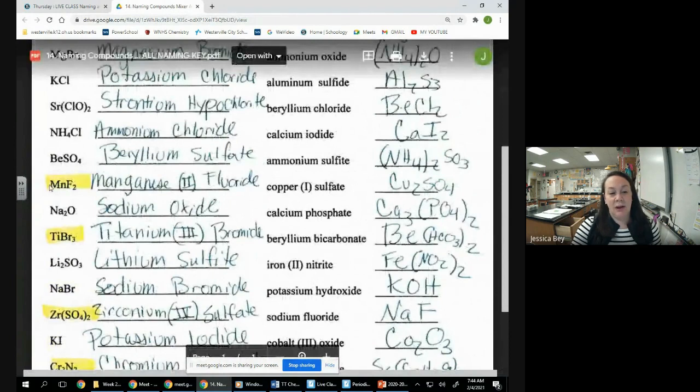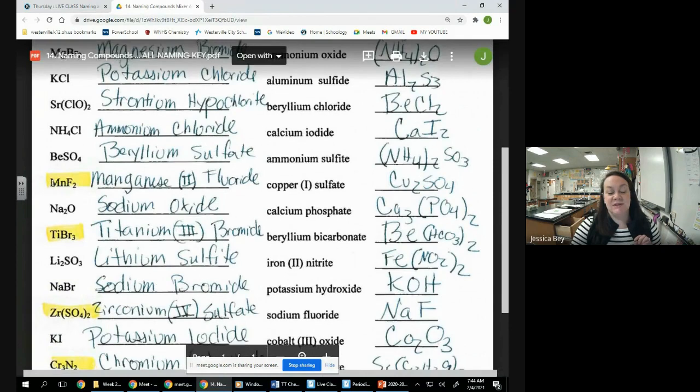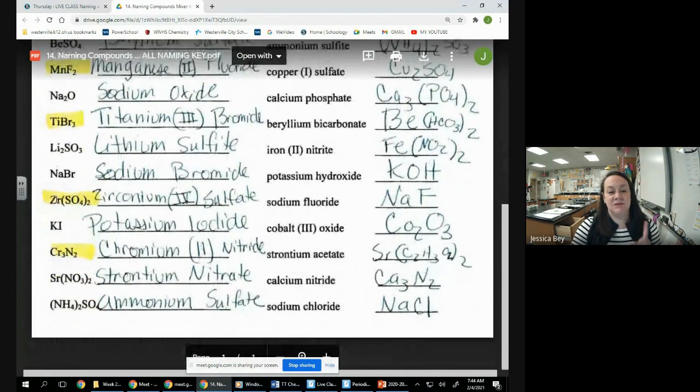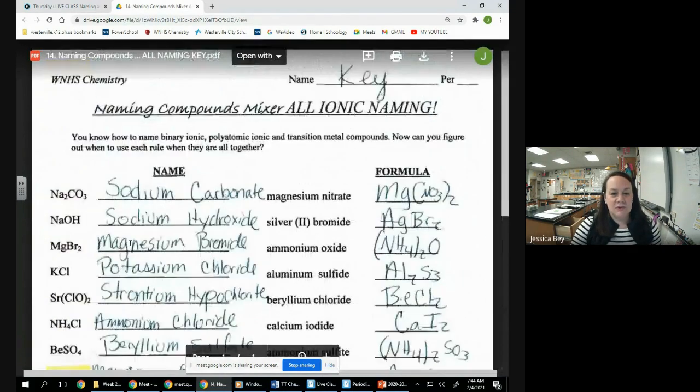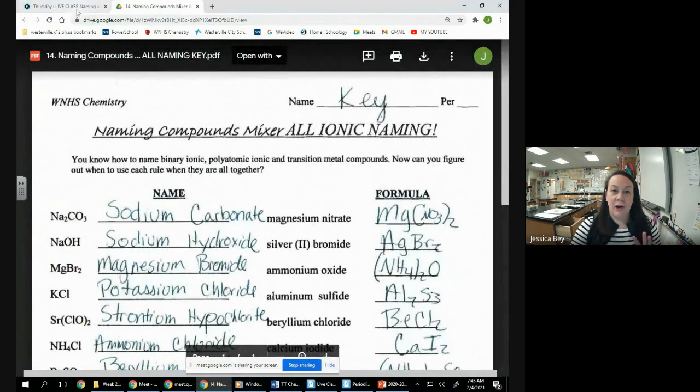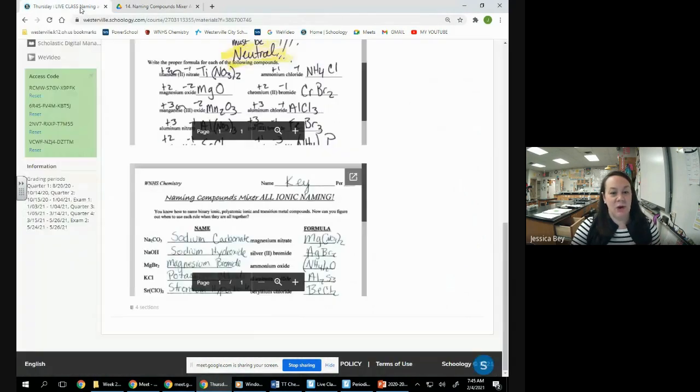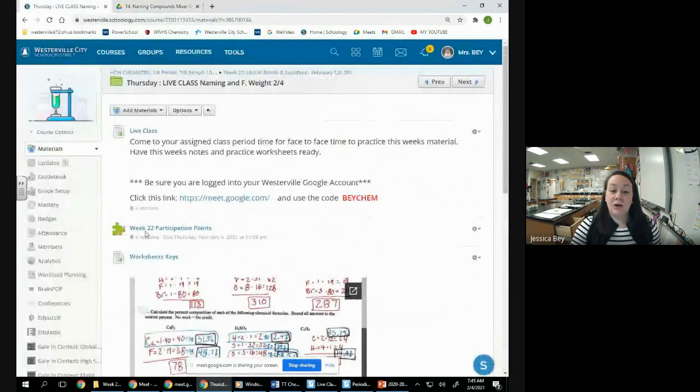And so you can see on my key, I made sure I went through and said, all right, manganese needs a stock system name, titanium needs a stock system name, zirconium, chromium. So you can see on the key kind of my thinking as far as naming as well. So those 3 keys are there. Your participation points are here. I'm just going to run through, see how everybody's doing.